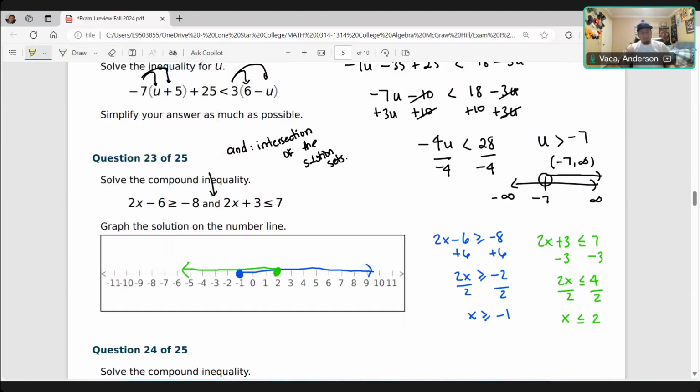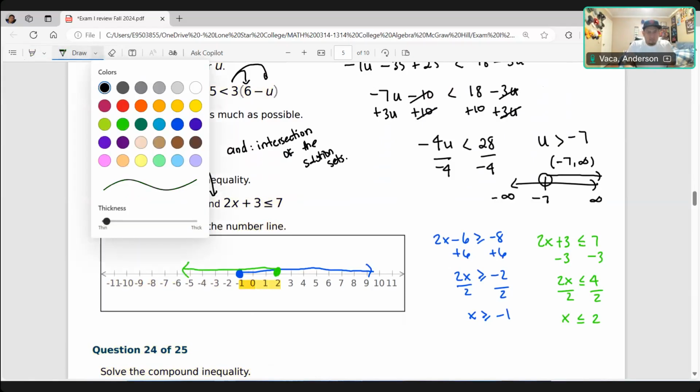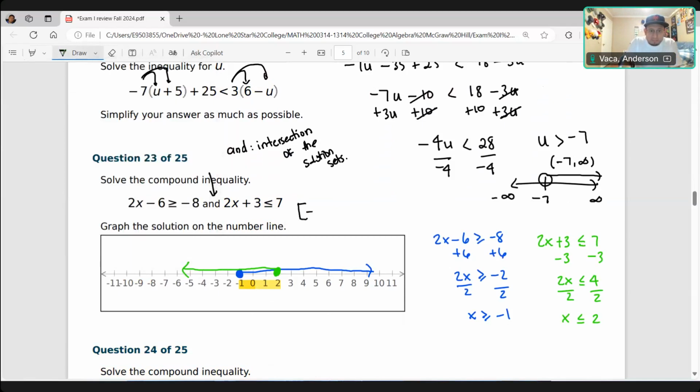You're right. That intersection is happening. Whoa, easy there, buddy. From there to there. From there to there. So, the solution to this problem is from -1 to 2.